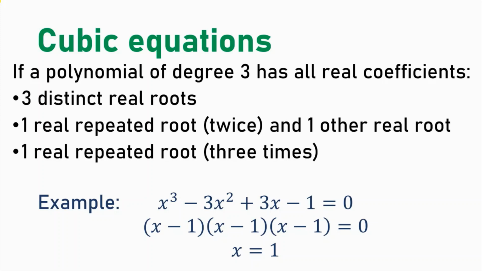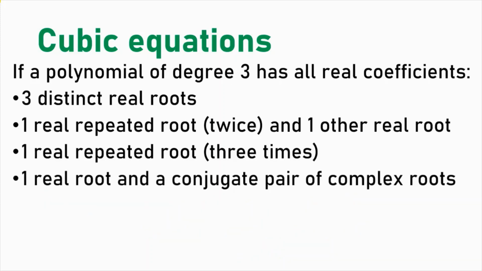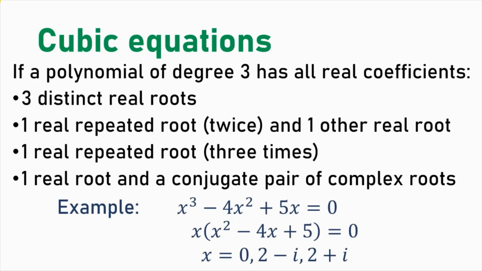Another situation would be we find one real root, we're then left with a quadratic, we solve the quadratic, and it has two complex conjugate roots. So therefore, that would be one real root and a conjugate pair of complex roots. An example of that would be this cubic, with solutions x equals 0, x equals 2 minus i, and 2 plus i.